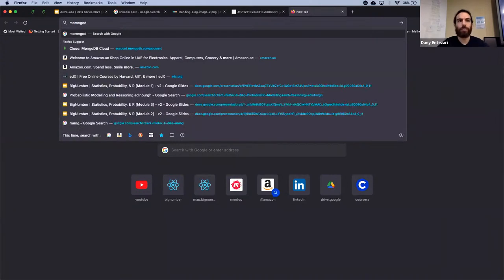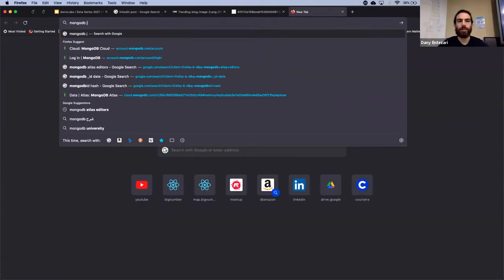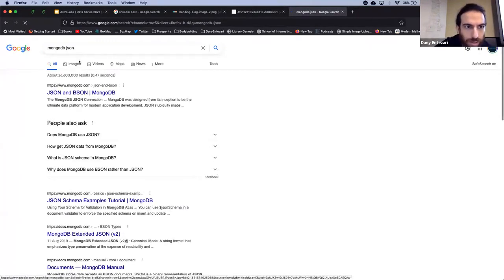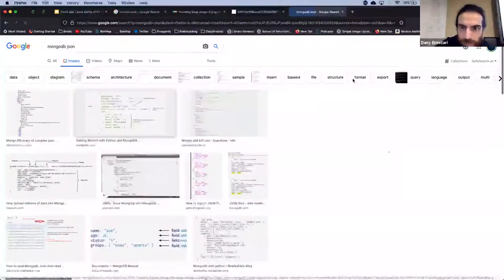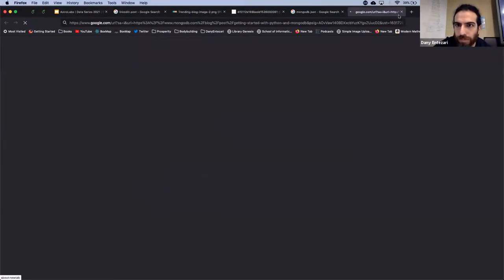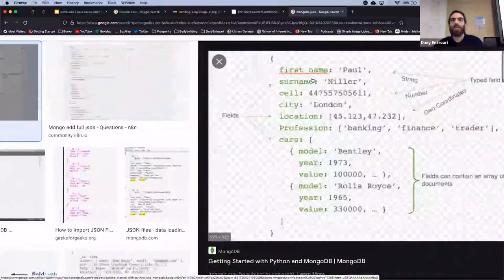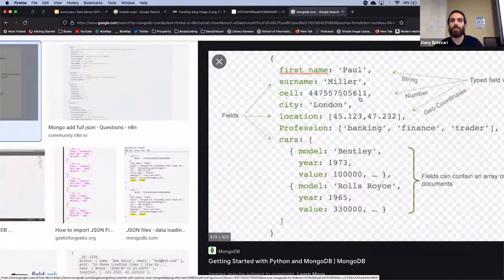It looks like this. If I type in MongoDB, which is like Cassandra, and I type in JSON, it looks like this. So we have a user, right? We have their first name, their last name, their mobile number, the city, their location. But we also want to know about their profession. Some people have one profession, some people have multiple professions. If you have one profession, you will have only a string value: student, manager, sales executive. But this person has three jobs. They're in banking, they're in finance, they're a trader.